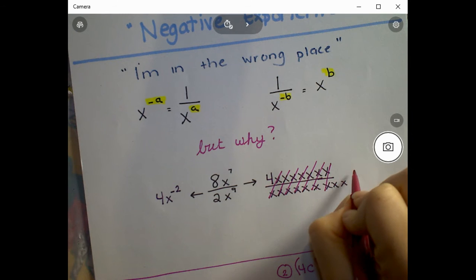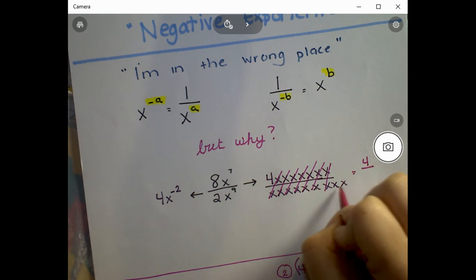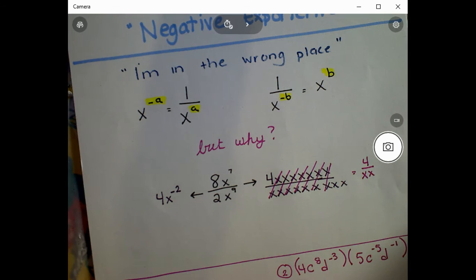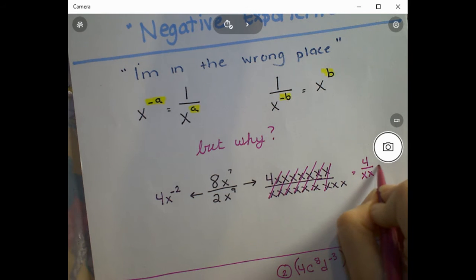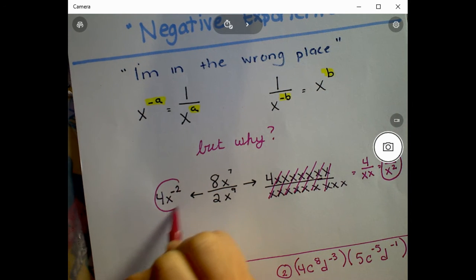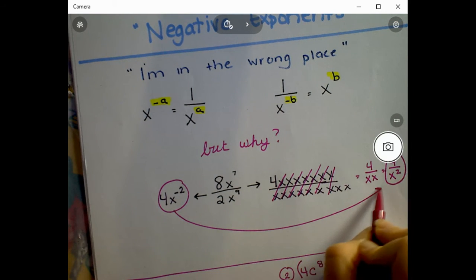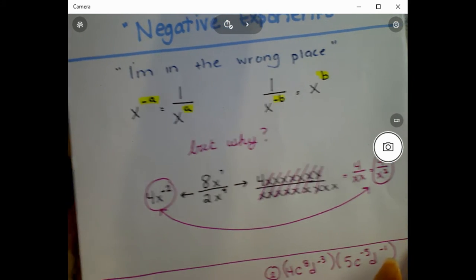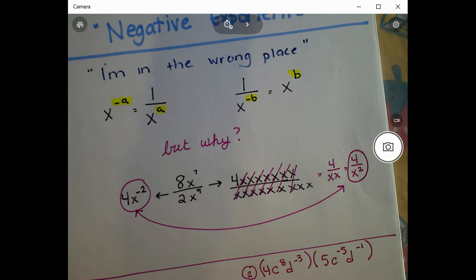So you can see what you're left with is 4 over, and you have 2 x's like that. Okay? x times x is the same as x squared. So 4 over x squared is the same as 4x to the negative 2. Okay? It just means that's kind of where they were left.